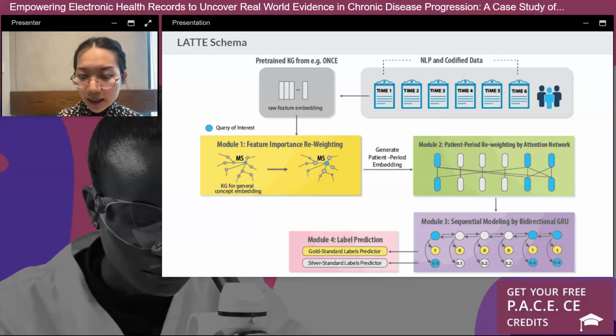And then at the end of the day, we would have a predictor module. The predictor module actually contains two types of predictors. One is pertaining to the gold standard labels, and the other is using the silver standard labels. So if you only require the silver standard labels, then you can imagine that your training sample size can include much more patients. Because even for a patient without any gold standard labels at all, you could always compute their pseudo labels as the silver standard labels.